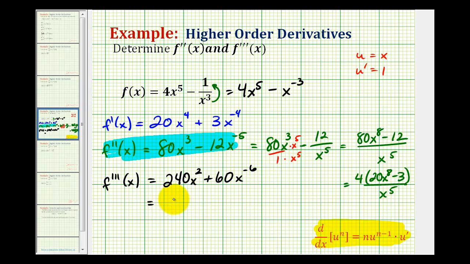Again, let's go ahead and rewrite this with a positive exponent. So we'd have 240x squared plus 60 all over x to the sixth. And again, this might be the form you're looking for the third derivative.